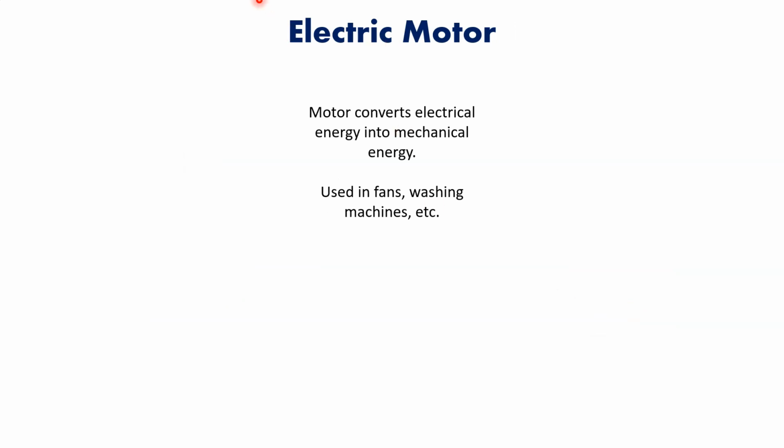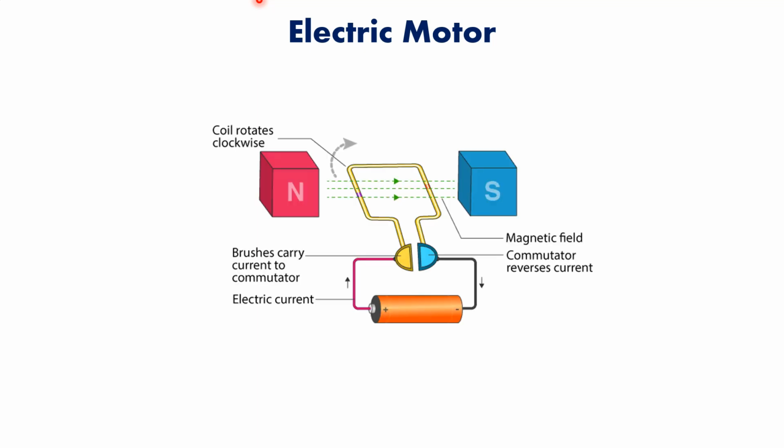Now, by understanding Fleming's left-hand rule, we can also talk about electric motors. A motor essentially converts electrical energy into mechanical energy, and the applications include fans, washing machines, anything that spins around can be considered a motor. You may be wondering, how could electric energy enable the motor to turn in a circular direction, 360 degrees? That's what we're going to be looking at right now.